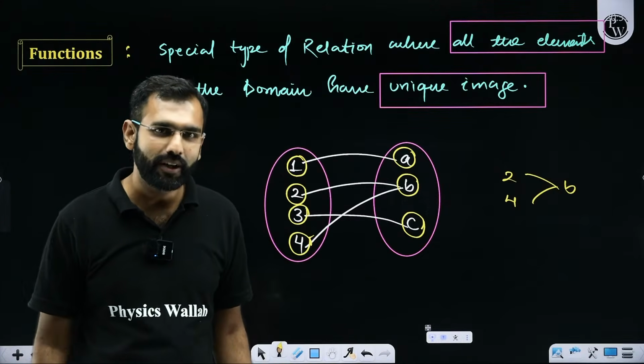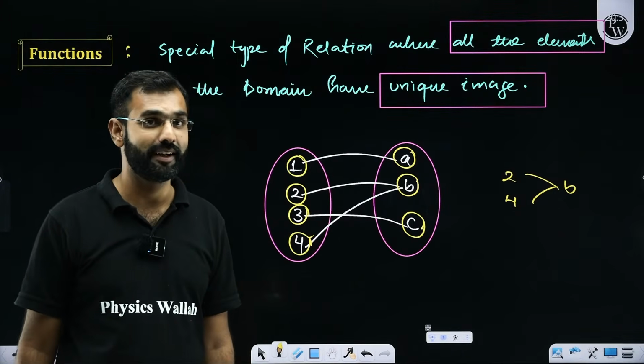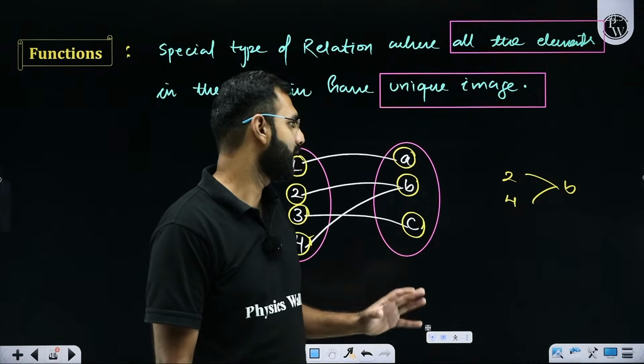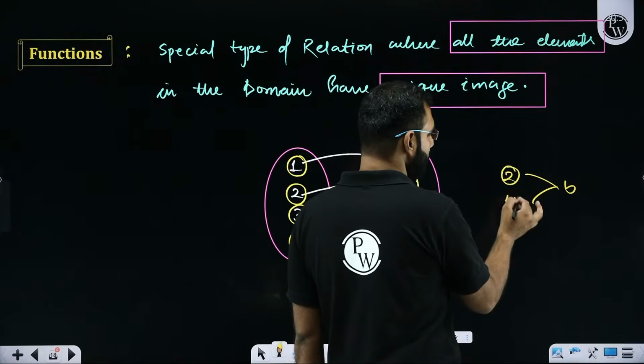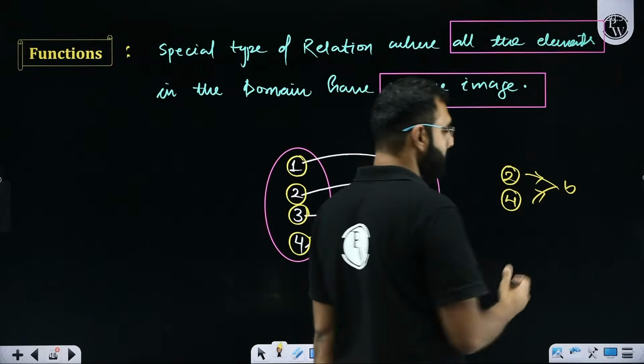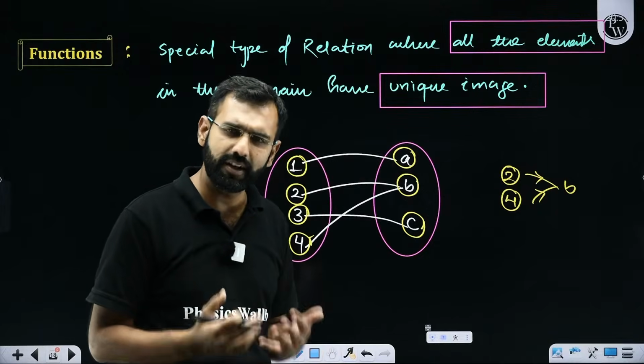It is clearly not a violation. Yes or no? It is indeed a function. Good errors. I hope you all are realizing that here 2 is mapped with B, 4 is mapped with B. So it is a many-one kind of a mapping, but it is still a function.